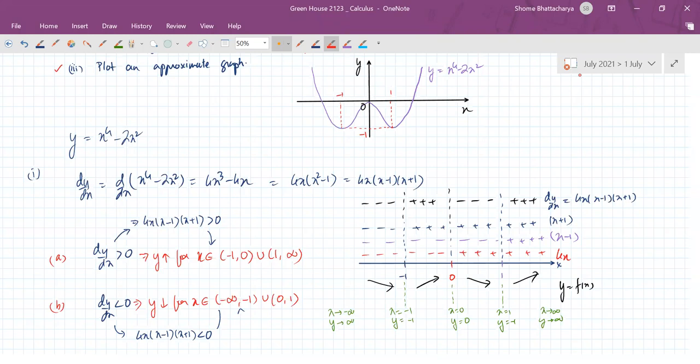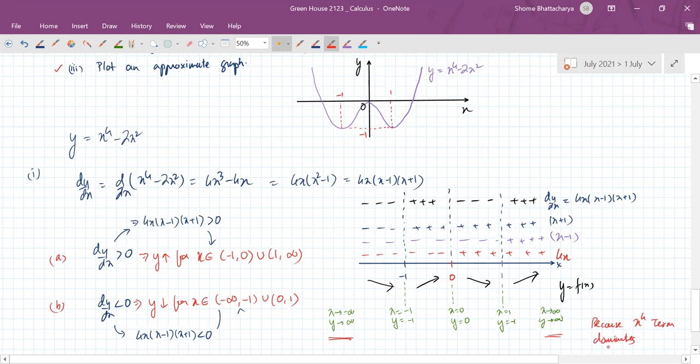Yes, sir. So you can always do a check with some large value of x, like take x as 10 raised to 9 or 10 raised to 8 or something like that. And you will see that y will become a very huge number. It will be of the order of 10 raised to 32 or something, whether it is plus or minus. So that's why at plus or minus infinity, y is tending to infinity. It happens because the x to the power 4 term dominates for large values of x.